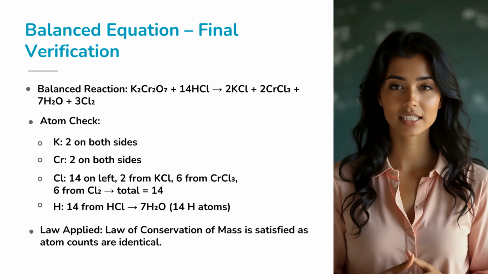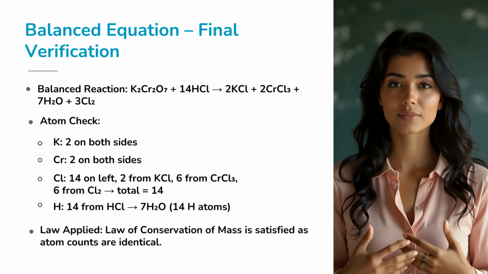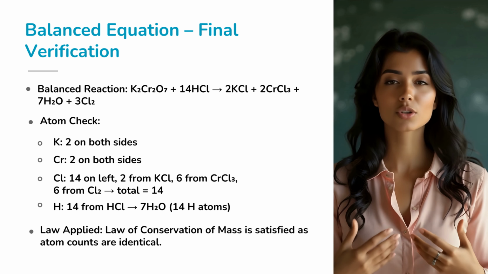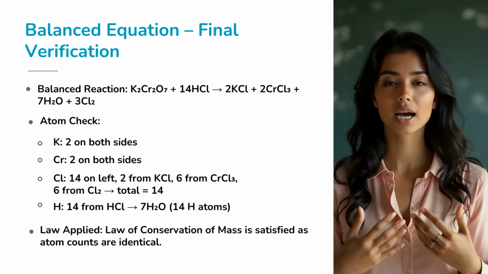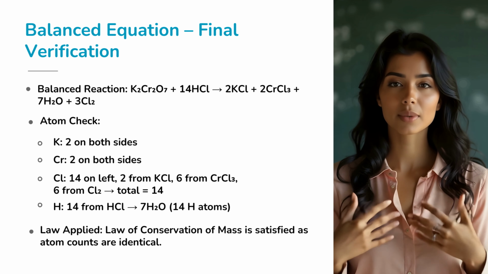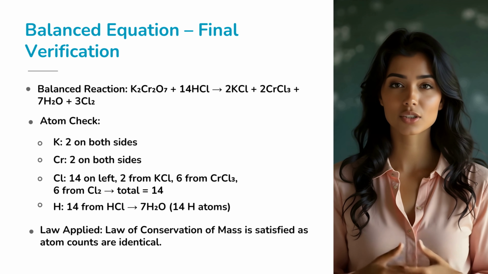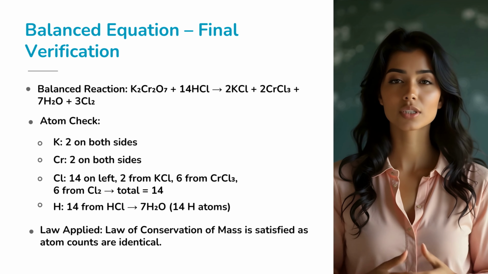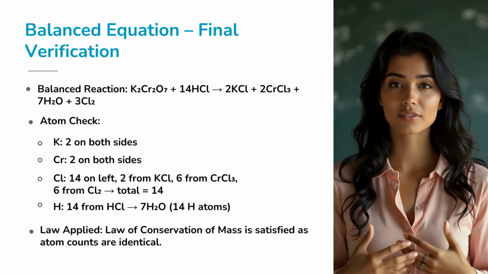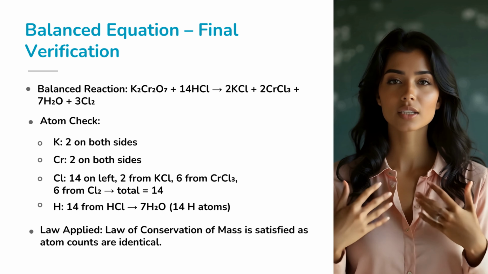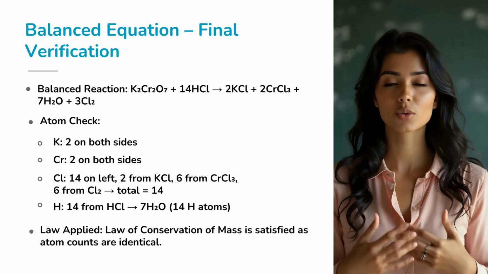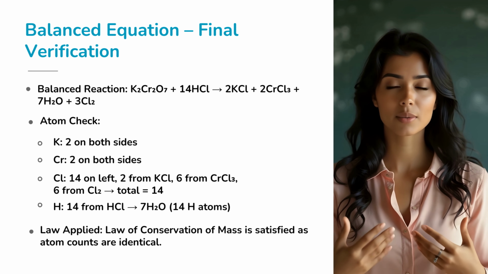Let's break this balancing process down step by step. Step 1. Potassium and chromium atoms. We have 2 potassium atoms and 2 chromium atoms on the left in K2Cr2O7. So we place a 2 in front of KCl and 2 in front of CrCl3 on the right. Step 2. Oxygen atoms. There are 7 oxygen atoms in K2Cr2O7, so we need 7 H2O molecules on the right to balance them.